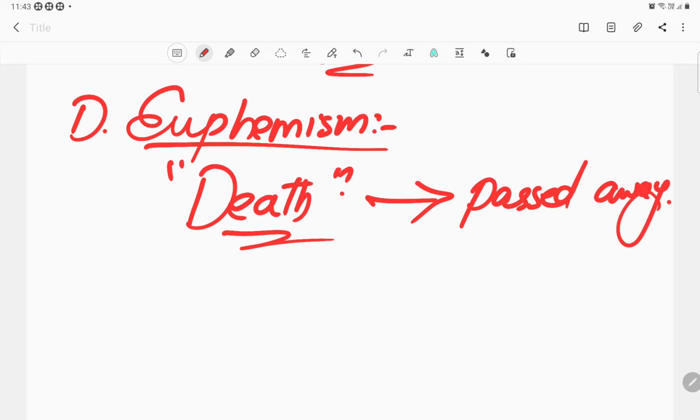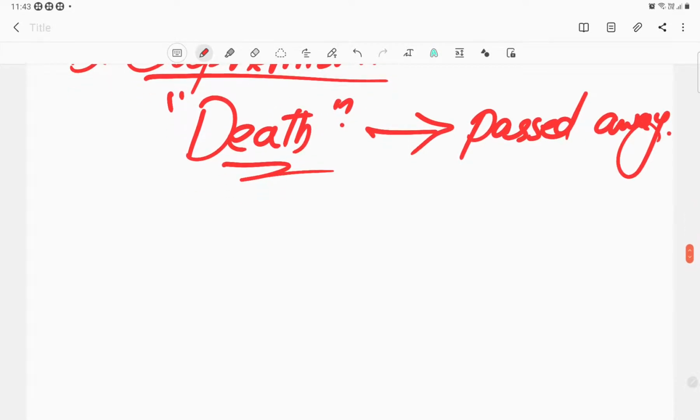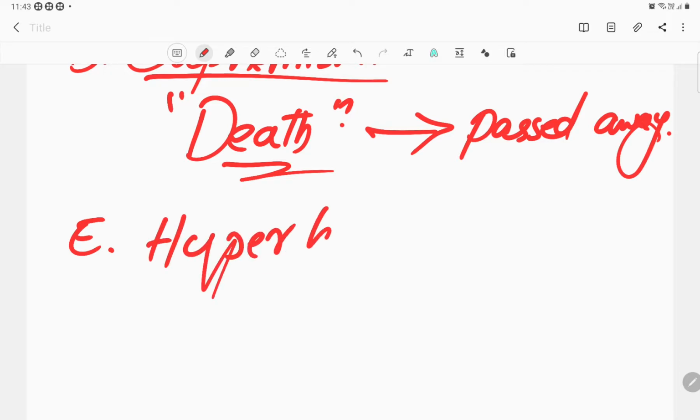Okay, so they are called euphemisms. Now, hyperbole. What are they? Hyperbole is used for the exaggeration of certain things. They use exaggeration for emphasis or effect. To have more effect, you add exaggeration to it.